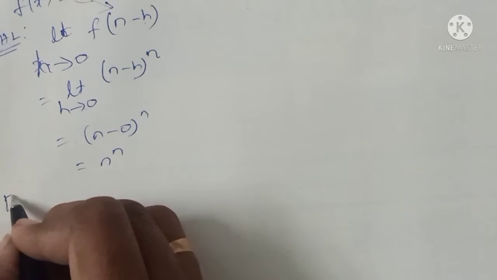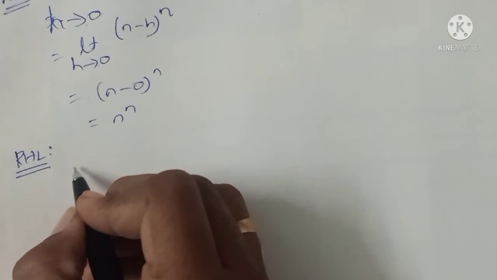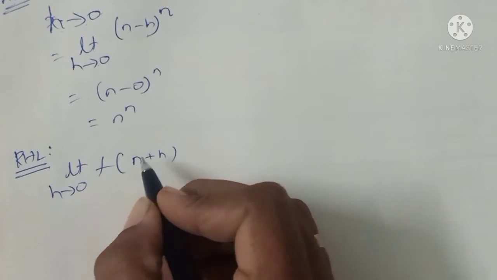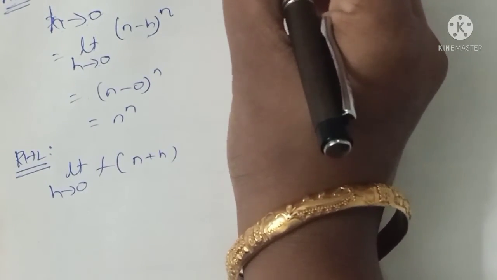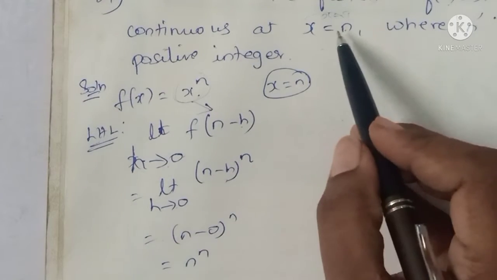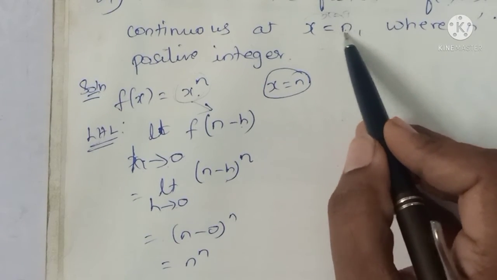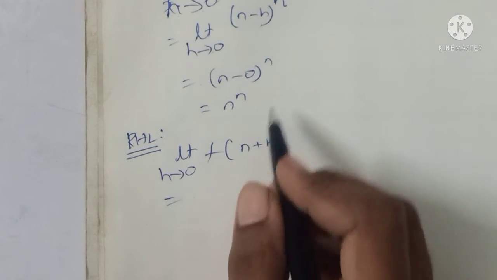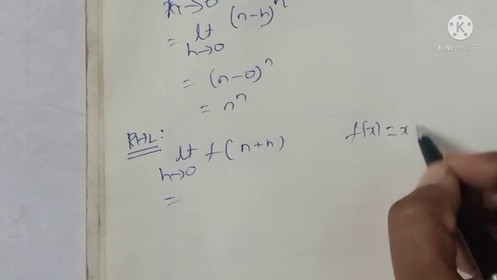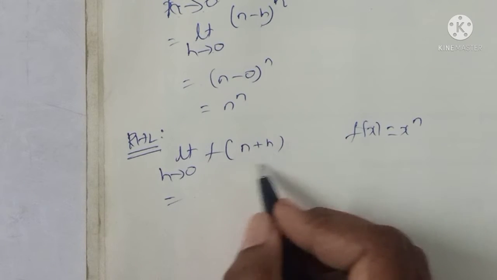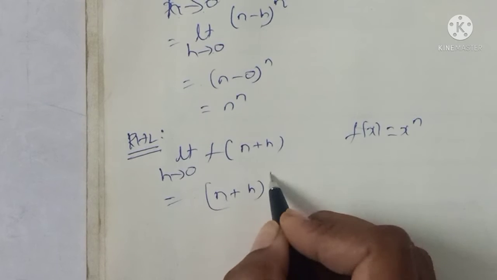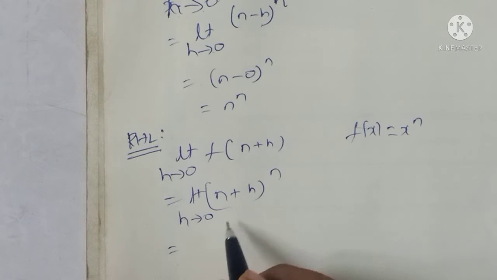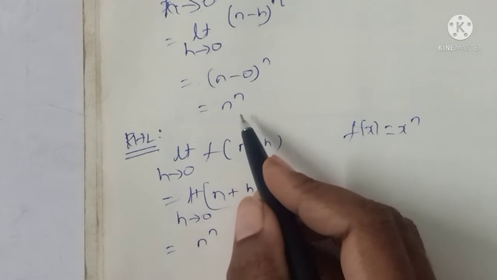Next, right hand limit RHL. So right hand limit h tends to 0, f of n plus h, that is f of a plus h. In the place of a we are having n, that is x is equal to a. The general thing is x is equal to a. Here we are having x is equal to n. So limit h tends to 0, f of n plus h. Now what is f of x? F of x is nothing but x power n. So let us substitute that. In the place of x we have to substitute n plus h. So n plus h the whole power n with the limit h tends to 0. Now when I substitute h value to be as 0, what happens? N power n. So left hand limit and right hand limit are equal.